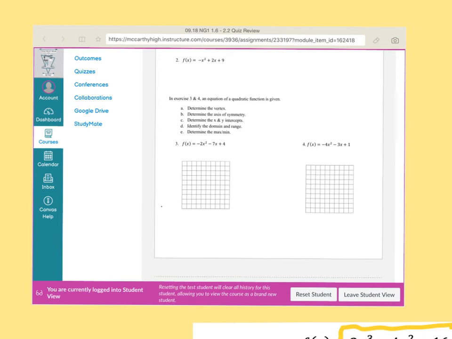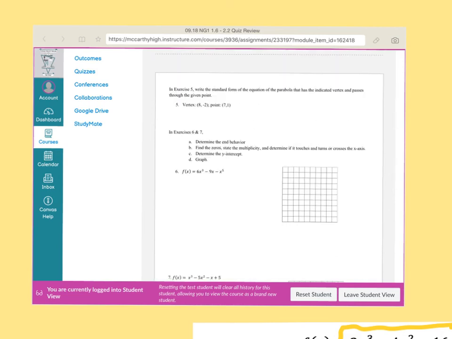Obviously, if there's a number on the front, I would say negative b over 2a is going to be the faster method. You're going to find the vertex. You're going to find the axis of symmetry. You're going to find the x and y intercepts by factoring for the x-intercepts, and plugging in 0 for the y-intercepts. Find the domain and range of this function, okay? And then max and min. Those are there.